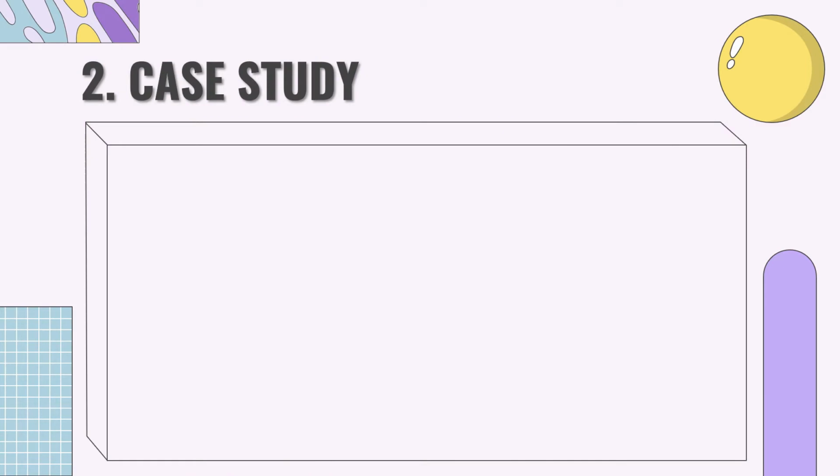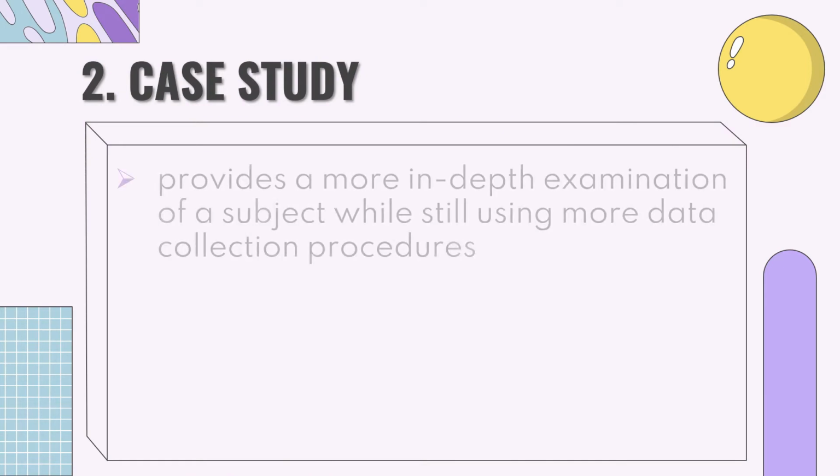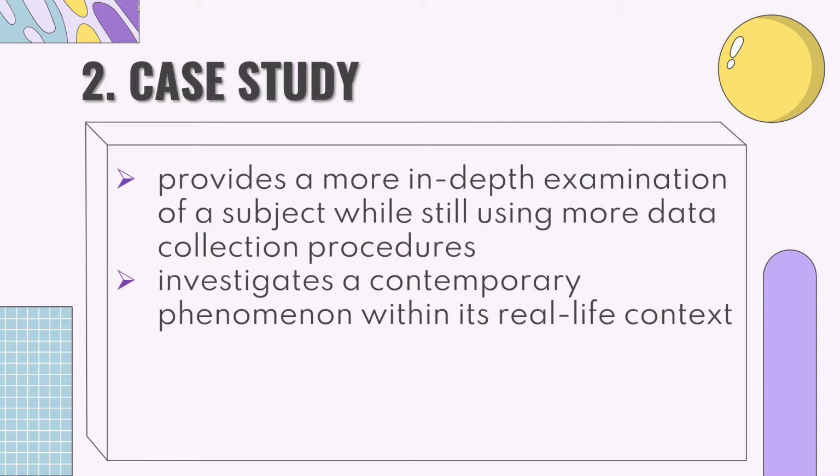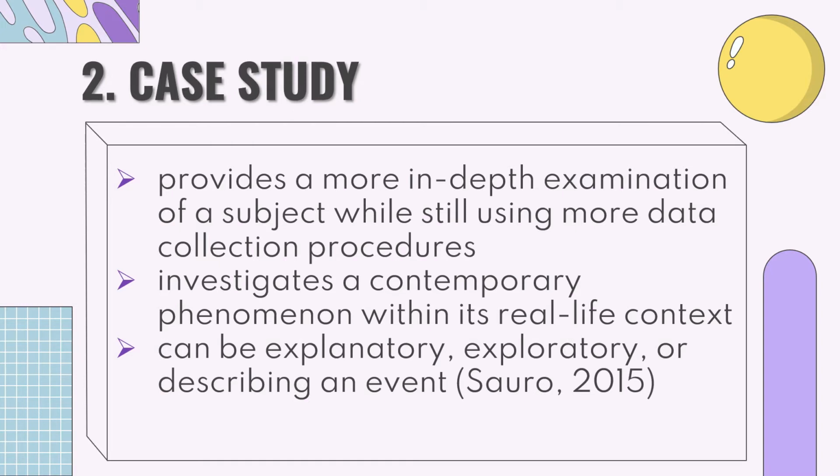The second type of qualitative research design is a case study. A case study provides a more in-depth examination of a subject while still using more data collection procedures. It also investigates a contemporary phenomenon within its real-life context. And it can be explanatory, exploratory, or describing an event. A case study is considered to be an intensive study of a specific individual or specific context. There is no single way to conduct it, and a combination of methods can be used.